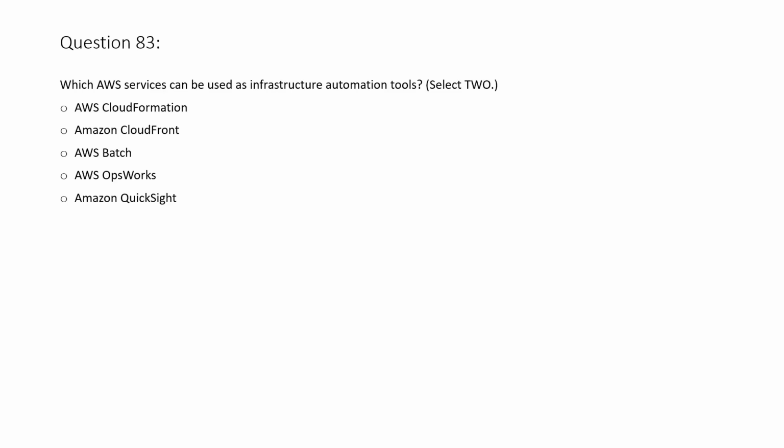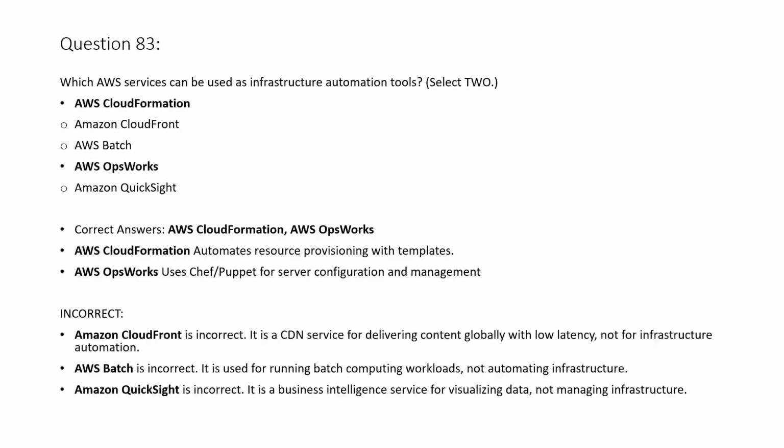Question number 83. Which AWS services can be used as infrastructure automation tools? We need to select two options over here. Options are option A, AWS CloudFormation, Amazon CloudFront, AWS Batch, AWS OpsWorks, Amazon QuickSight. So the correct answers are AWS CloudFormation and AWS OpsWorks. AWS CloudFormation automates resource provisioning with templates. AWS OpsWorks uses Chef or Puppet for server configuration and management purposes.